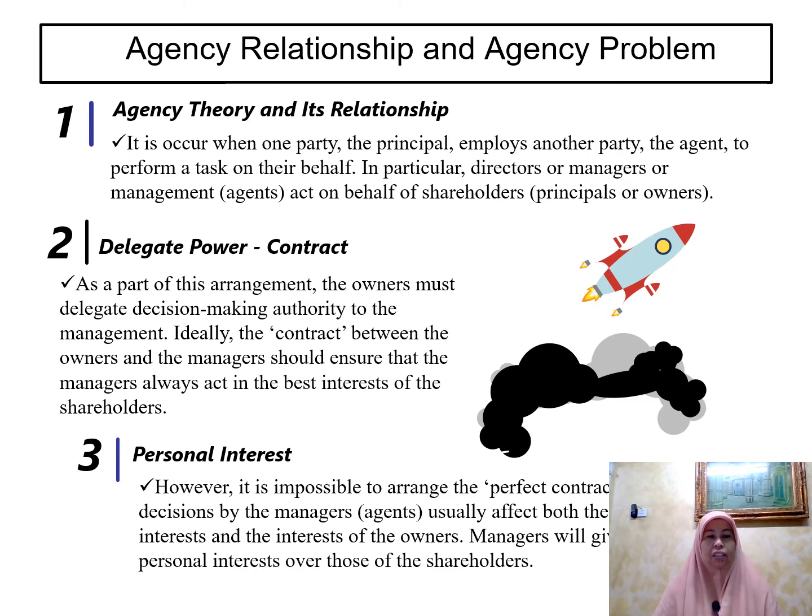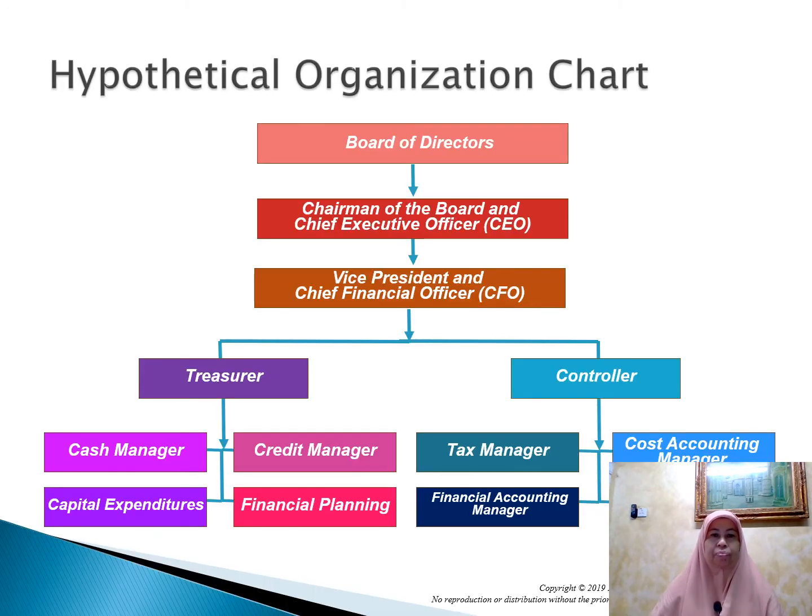Okay, however, for number 3, we can see that there is a personal interest. So sometimes it is very impossible to arrange the perfect contract. Decisions by the managers or agent usually affect both the interests of the managers as well as the interests of the owners. So the managers need to make sure that they always strive to give the best interest to the shareholders and cannot pursue their personal interest over the interest of the shareholders.